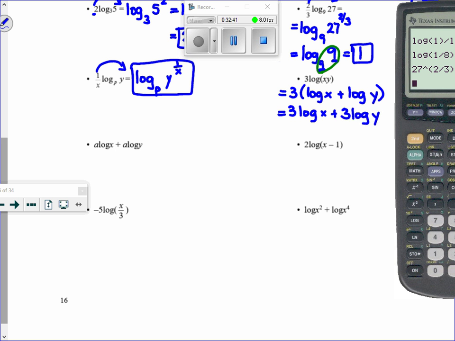And now if I use the product law, or sorry, the power law, it's going to bring that 3 up as my exponent, isn't it? So that's the same thing as log of x cubed plus log of y cubed. And that would be my final answer.